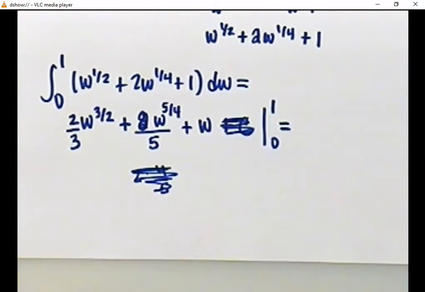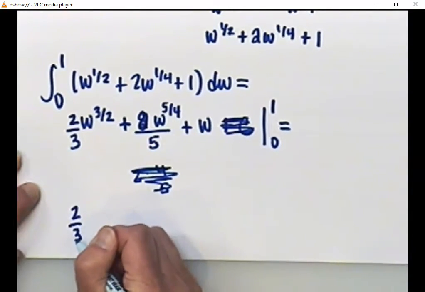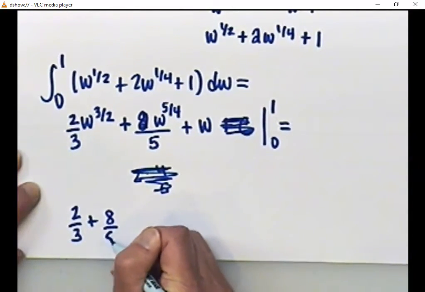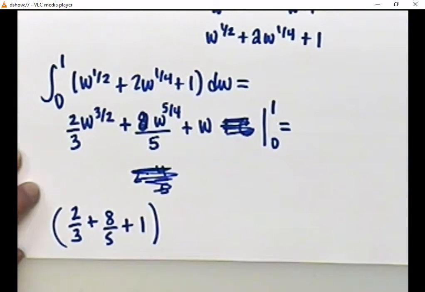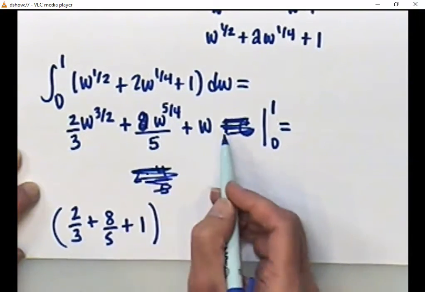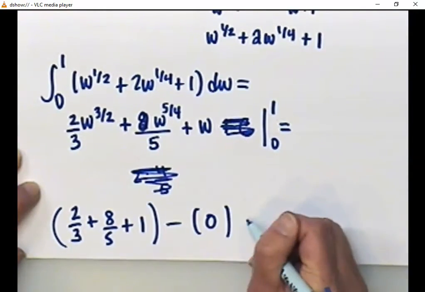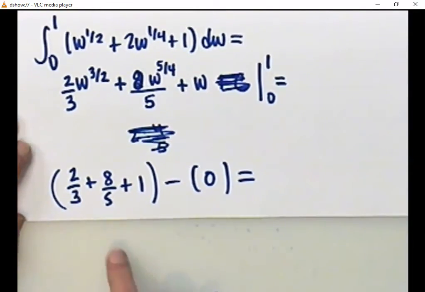Well, those seem pretty easy to plug in, actually. Because if you plug in 1, all you're going to get is what? 2/3 plus 8/5 plus 1? What are you going to get when you plug in 0? Zeros. 0, 0, 0. So that's all 0. So I don't need to worry about that. So I really just need to add in the 2/3, the 8/5, and the 1 and see what you're going to get there. So make them all 15ths and add them together.